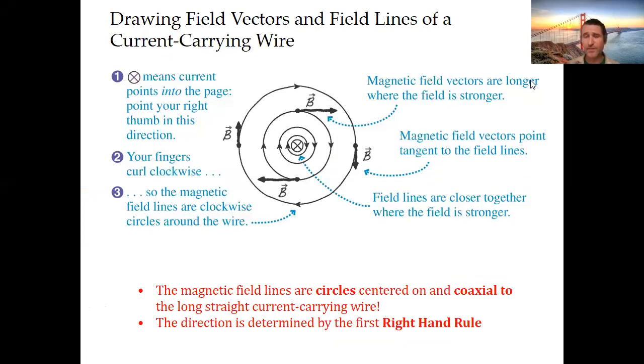So in this case, if you're looking at the screen right now, that X means that the current is going into the page. And so that means that the magnetic field lines are going around in a clockwise fashion. I have to think about it every time, but yeah, they're going around in a clockwise fashion. So the magnetic field lines are clockwise circles around the wire. Okay, so that's the way that you can figure it out. This is called the right-hand rule, and it turns out there's going to be more than one right-hand rule, but that's one of our right-hand rules, for a current carrying wire.